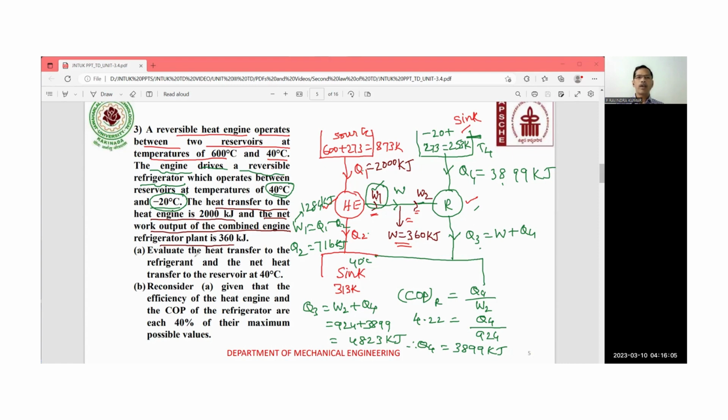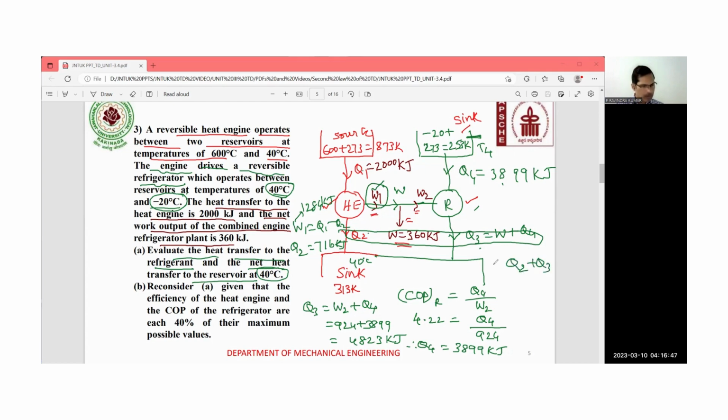Now what you have to do is evaluate the heat transfer to the refrigerant and the net heat transfer to the reservoir at 40. The reservoir at 40 means this one. For that case, these things are connected, that is heat rejection. So what you are going to get is Q2 plus Q3.